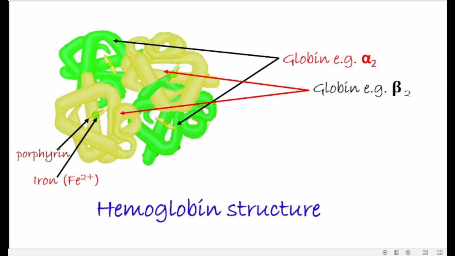And inside each globin chain, there is a heme part, and the heme part is composed of a porphyrin and iron. And again, I said iron exists in the ferrous state. A complete hemoglobin will have 2 pairs of globin chain, and in each globin chain, there should be a heme part.